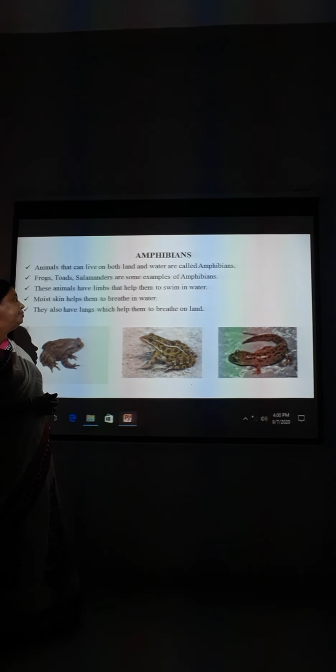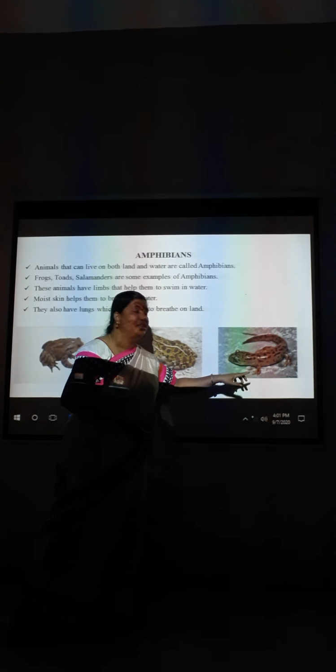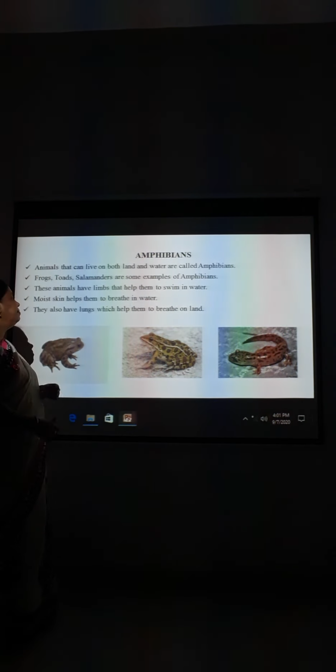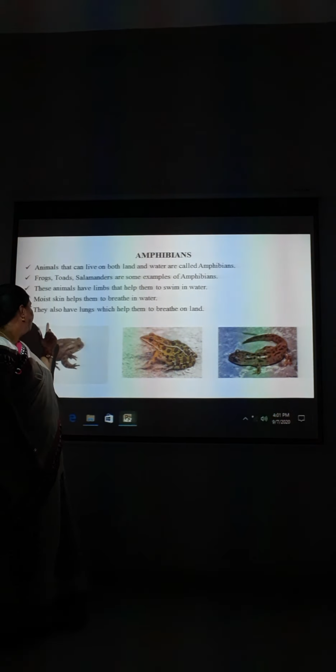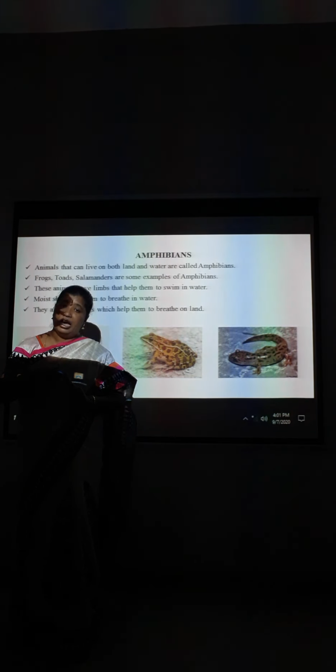These animals have limbs that help them to swim in the water. Moist skin helps them to breathe in water. So, how do they breathe? Through the skin they breathe. If they are going into the water, they have skin that allows them to breathe. Right, children? Understood? Now, they also have lungs which help them to breathe on land. So, they have two different organs. If they are on land, they breathe through lungs, and if they are in the water, they breathe through the moist skin. Moist means what? A little wet. Because they are inside the water, the skin becomes wet. So, through the skin, they start breathing.